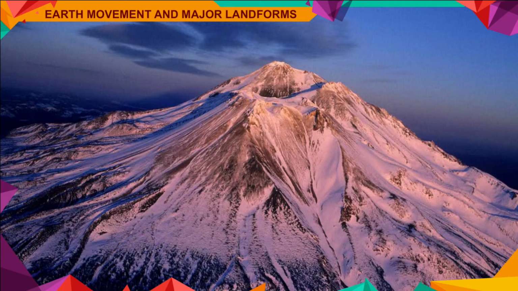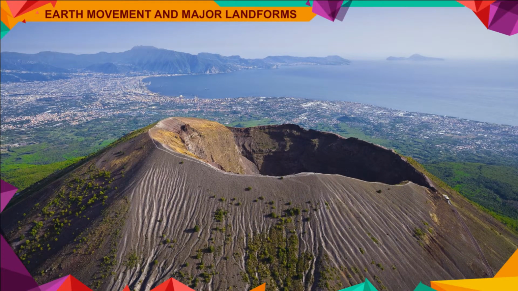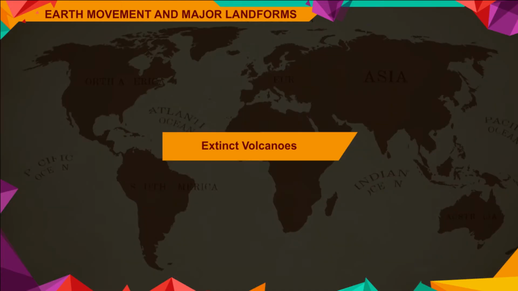Dormant volcanoes. These volcanoes have not erupted for a long time. They are also called sleeping volcanoes. They may erupt, though they have not done so in a long time. When they come to life, they can be very destructive. Example, Mount Vesuvius in Italy.